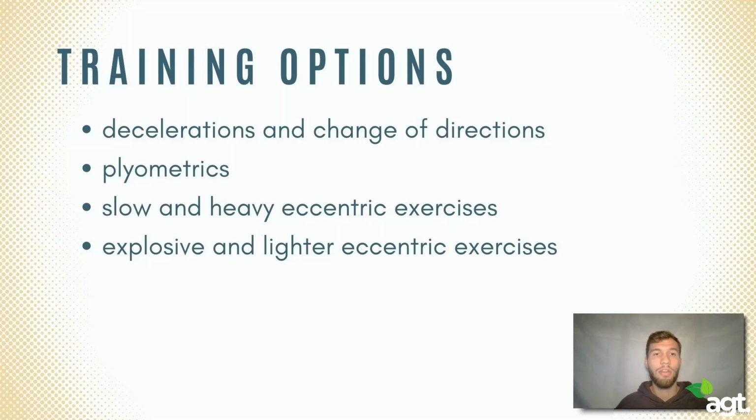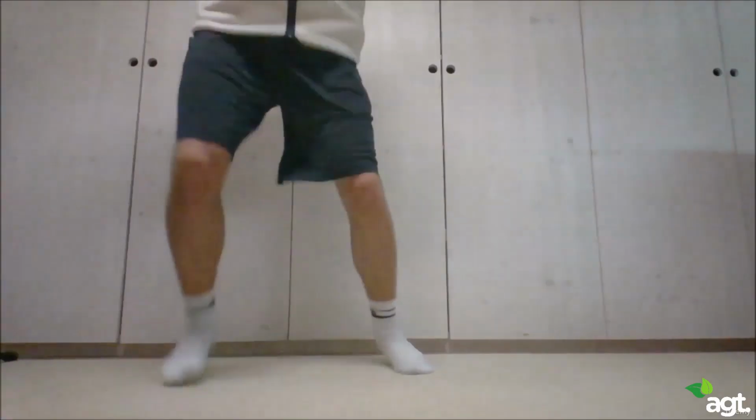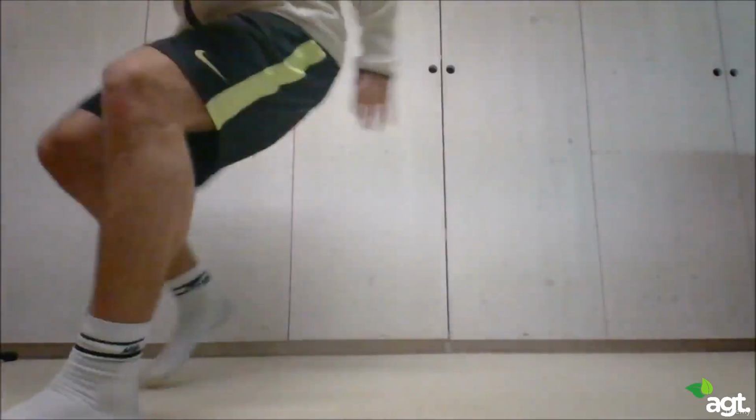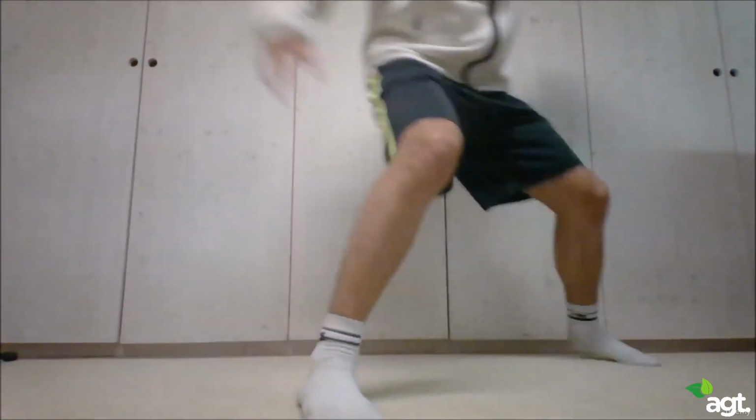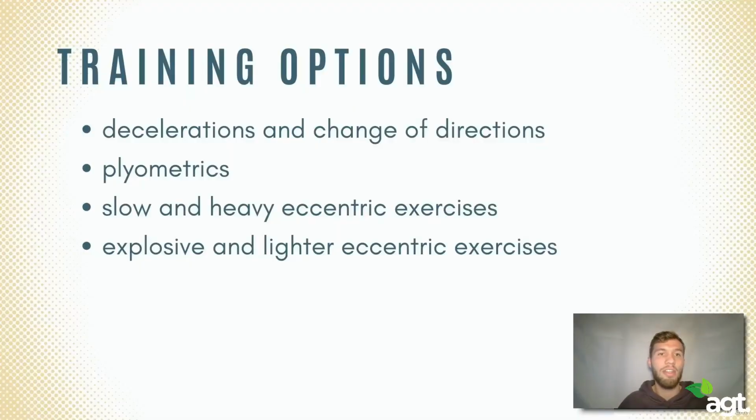The training options here, of course, we can be very specific, and we should be, by doing decelerations and change of direction. So you can just do some freestyle agility moves. You're just exploding and stopping yourself, changing into a direction. Just be creative here. You just need a little space to do such exercises. Also, performing plyometrics will help you to improve at decelerating and changing directions.